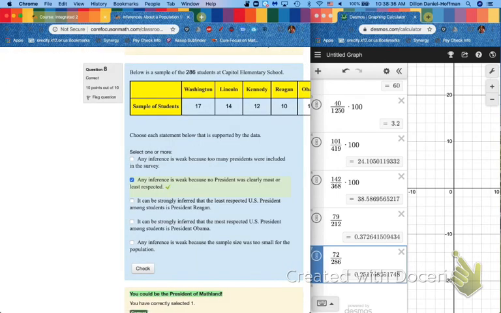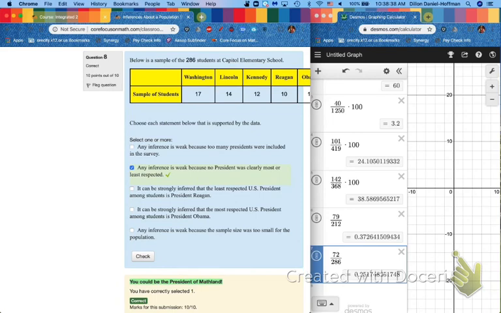And this might be my favorite pun of them all. Look what it says when you get it right. You could be the president of Mathland. Oh, that is so silly.